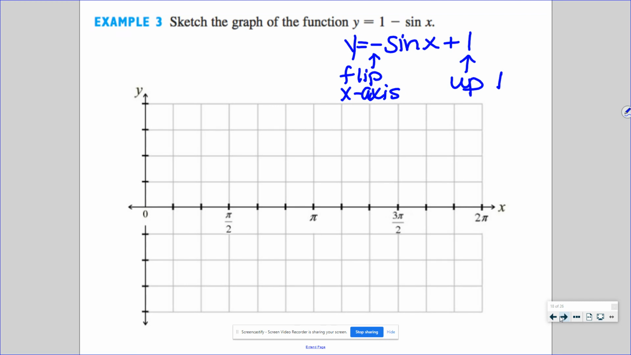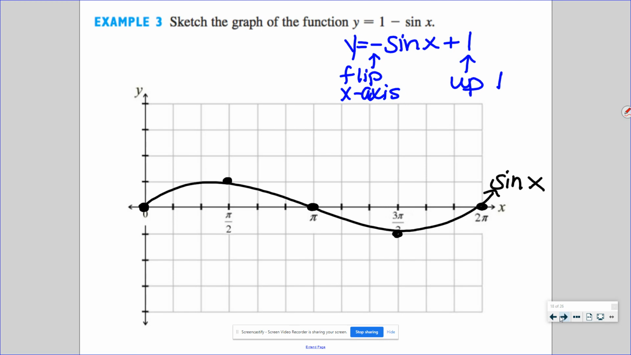So let's start with our parent function of our sine wave. Sine waves start at (0, 0). At pi by 2, it goes up to 1. There's 1. Then back to 0, to negative 1, and back to 0. So this is our parent function for sine. Just regular sine. And then we need to reflect over the x-axis and shift it up 1.